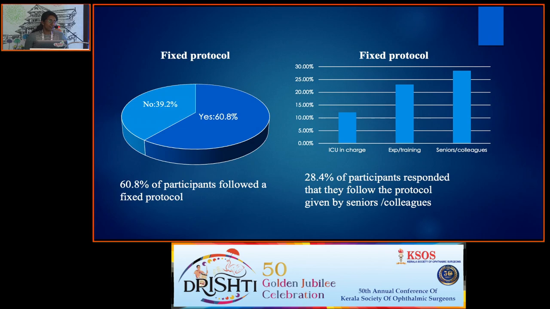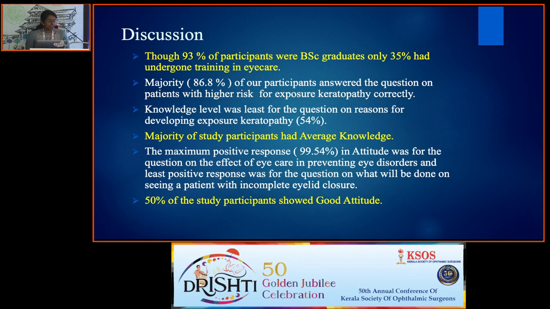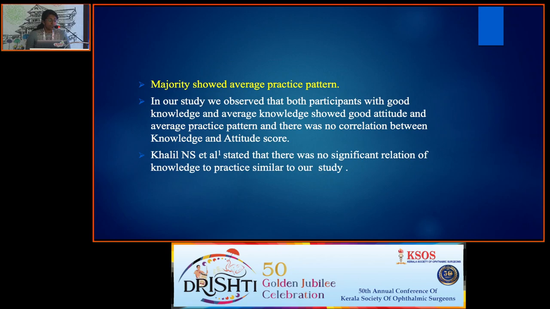93% of the participants were BSc graduates and only 35 had undergone eye care training. The majority of the participants had average knowledge and 50% had a good attitude. And the majority again showed an average practice pattern. So in our study, we observed that both participants with good knowledge and average knowledge showed a good attitude and an average practice pattern. And there was no correlation between knowledge and attitude score.